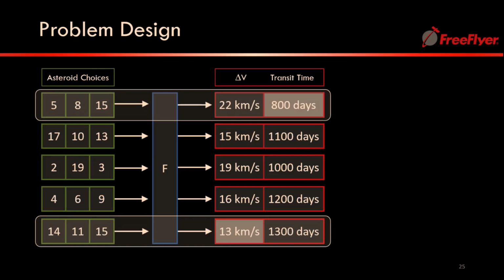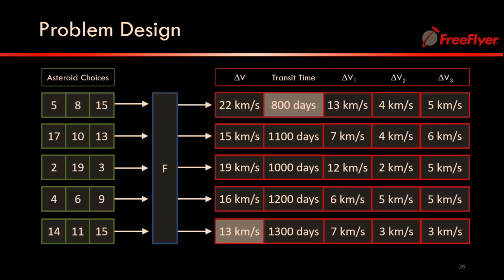Now, at the end of the day, the solutions we care about are total delta V and total transit time, but I've actually included other subsidiary objectives in this problem to aid in the advancement of the Pareto front. And those objectives are going to be the specific individual delta V's for each transfer leg.